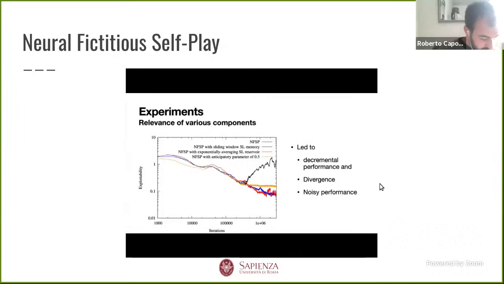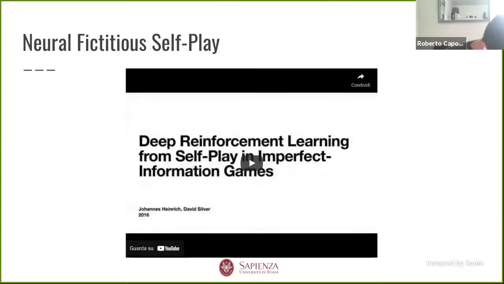Another experiment is to test the relevance of various components of FSP, such as reservoir sampling and anticipatory dynamics. This figure shows that the isolation of these techniques led to divergence as well as detrimental and noisy performance. Okay, so this is basically how self-play can be used in imperfect information games.